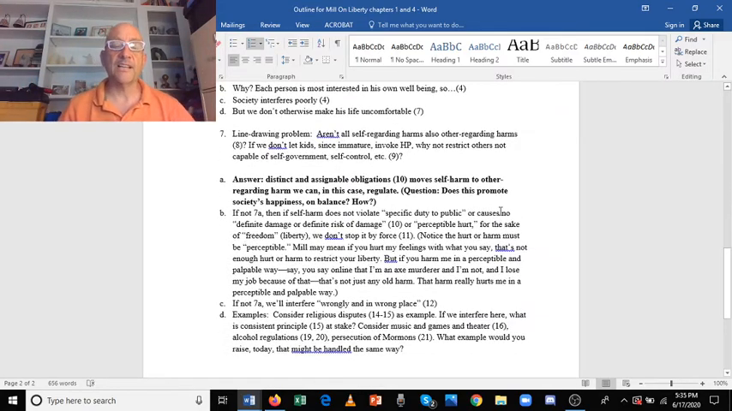I want to answer one line drawing problem here in 7 on your outline. Mill addresses here in On Liberty, as he does in Utilitarianism, as lots of philosophers do if they're doing their jobs, the question: how might someone object to my views? I'm speaking as Mill. One problem you might imagine this theory having, the harm principle, shows up in section 8, and I'll read from the outline here. Aren't all self-regarding harms also other-regarding harms? That is, isn't anything you do to yourself that's harmful in some fashion also harming somebody else?